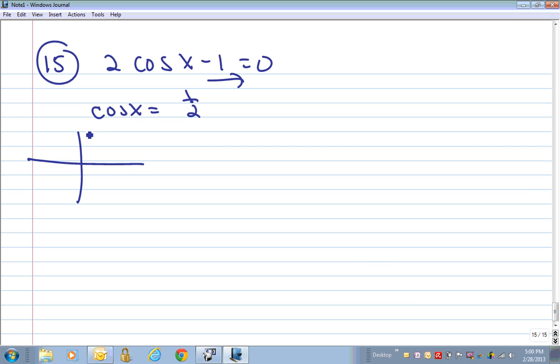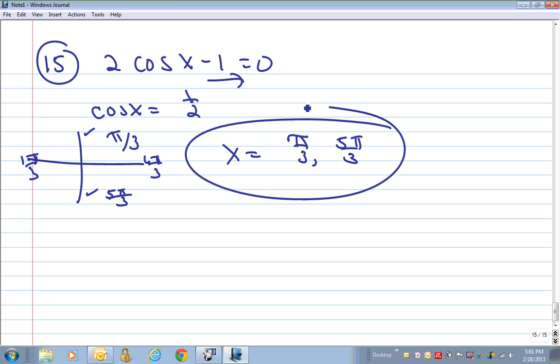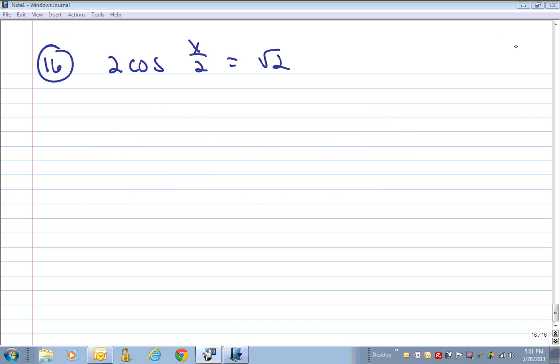So cosine is positive in the first and the fourth, and cosine is 1/2 at the reference of pi over 3. This would be 3 pi over 3, and this would be 6 pi over 3. And if you went back to the fourth quadrant, you would be at 5 pi over 3. So my x value is equal to pi over 3 and 5 pi over 3. Yay, go Bearcats. All right, number 16 and 17 have to do with multi-angles, or half angles in this case.